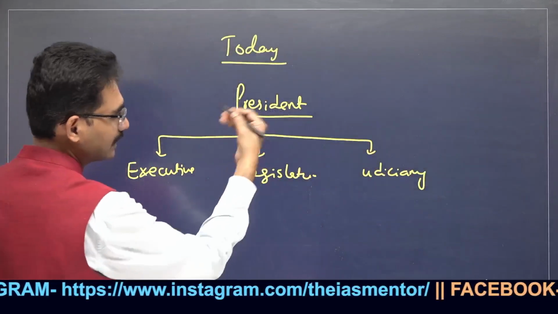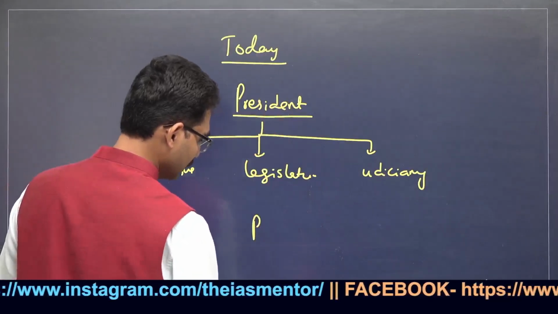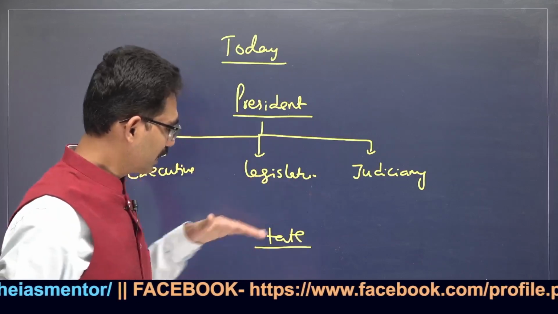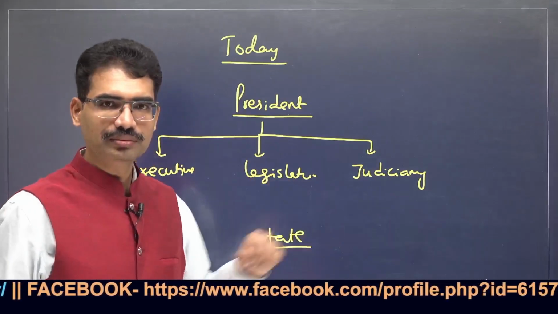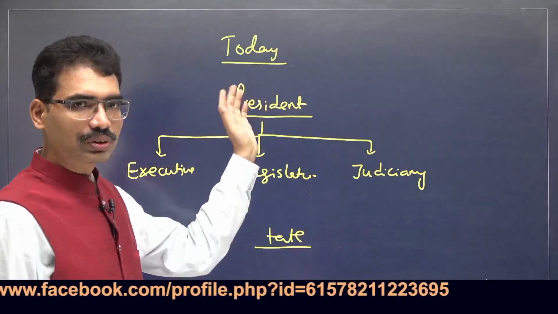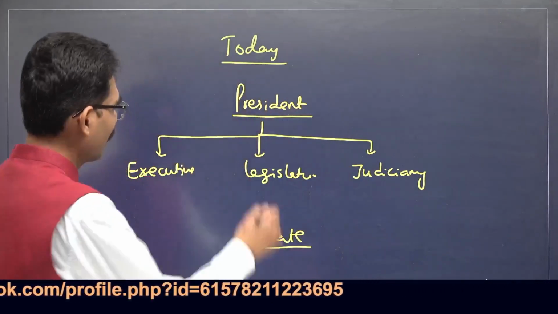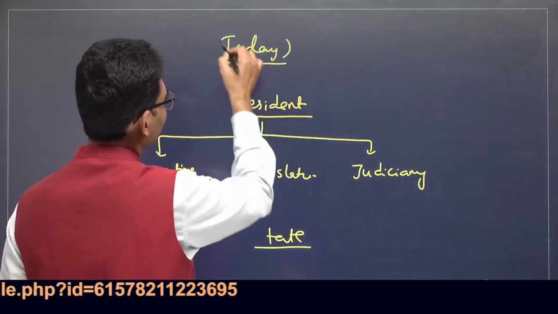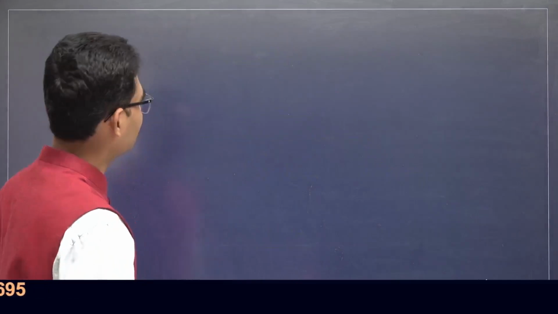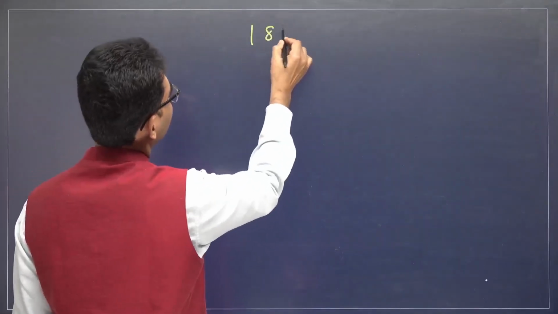And now this is at a central level, and at the state level also we have governor, executive, legislature, judiciary. This is the present-day system. Now when it comes to 1833, identify this. This is today. This kind of system is emerging now in 1833. This is how it was in 1833.